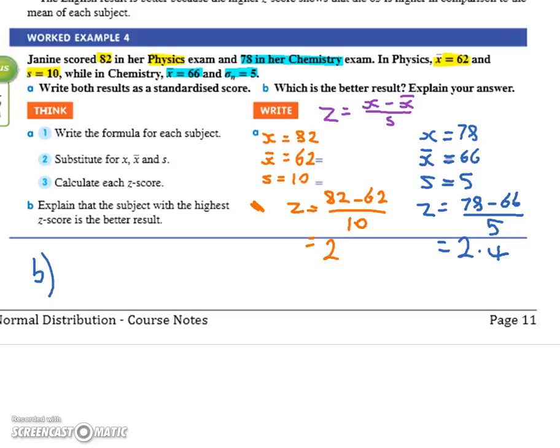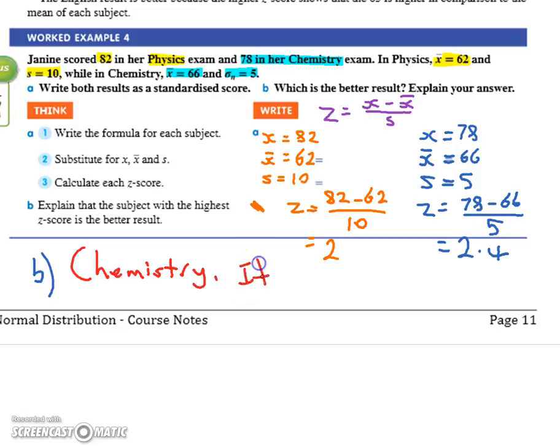All right, so you've got that answer now. From that, which is the better result? And you have to explain your answer. So start off, which is the better result? Chemistry. Okay, why? It is 2.4. You're absolutely right, and that's it.